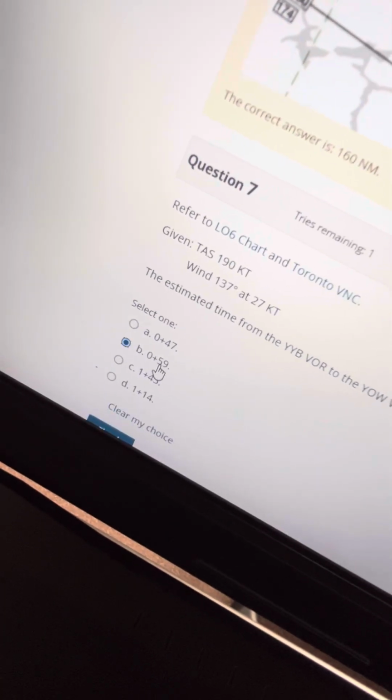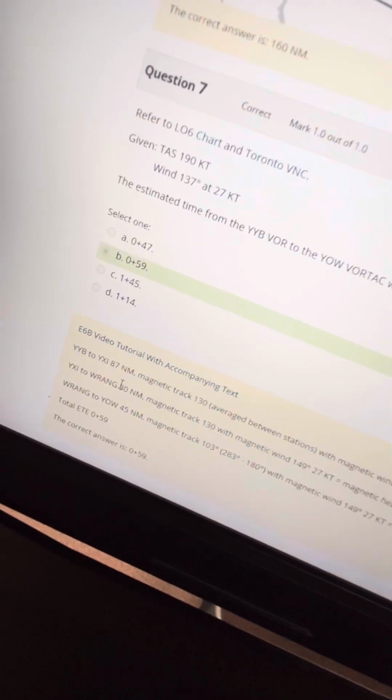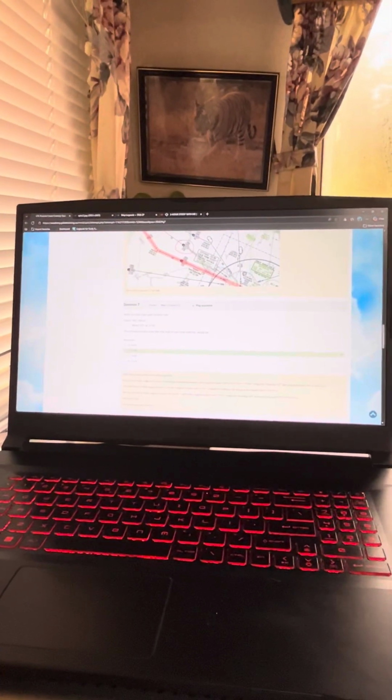When we look at the answers, B is 0 hours 59 minutes, and that is the correct answer. There we go for a sample navigation question on the commercial pilot examination practice. Thanks.